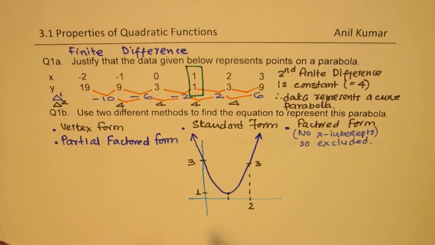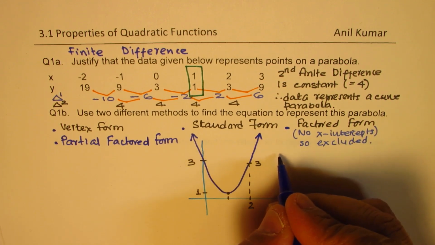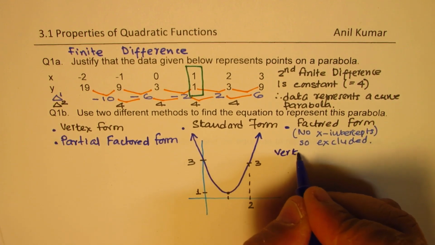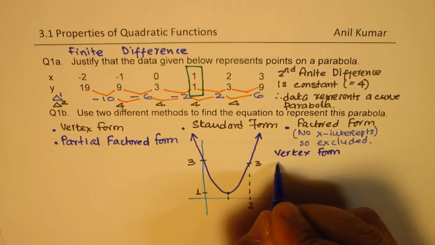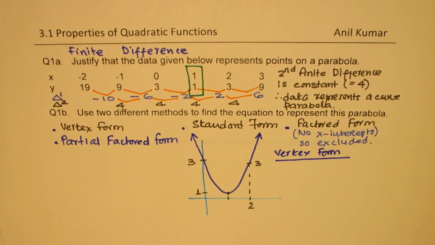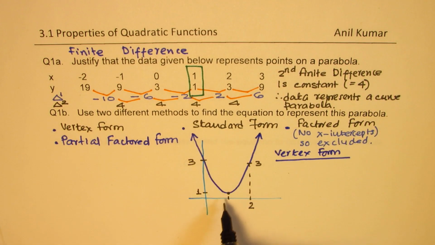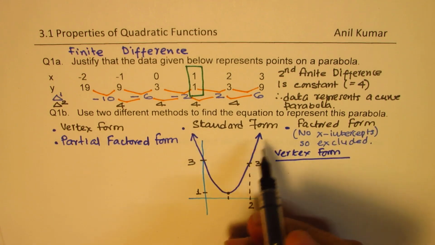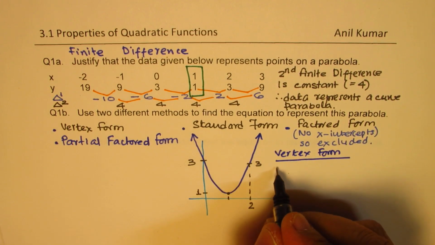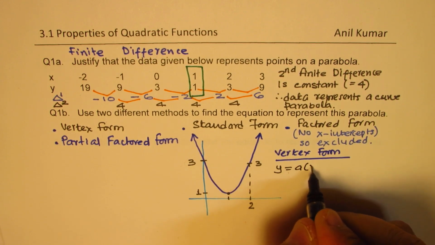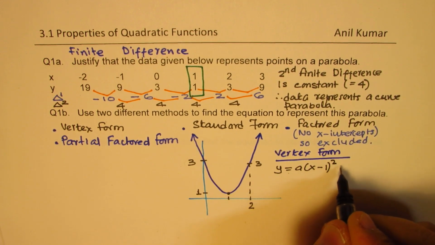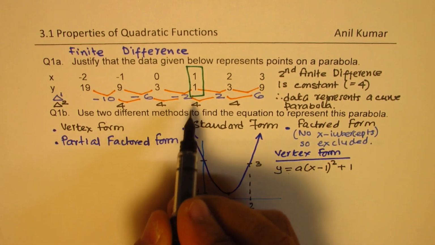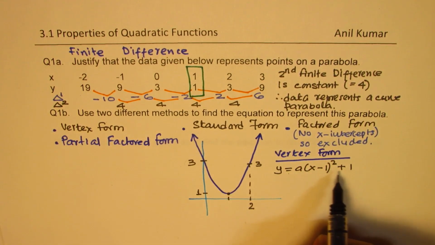Now, clearly, from this particular situation, we know the vertex, right? So what I will do here is write the vertex form. It's very easy to find the vertex form of this parabola. So we have vertex at 1, 1. As you can see, it is the minimum and the parabola opens upwards, clear from the data itself. So I could write this equation as y equals a times x minus 1 whole square plus 1, since the vertex is at 1, 1.